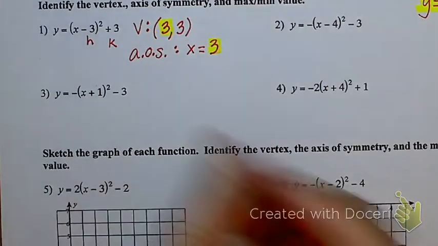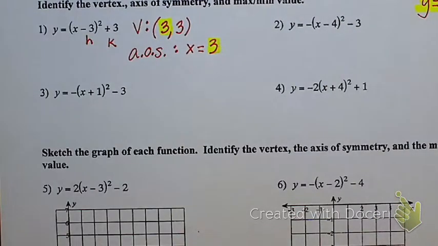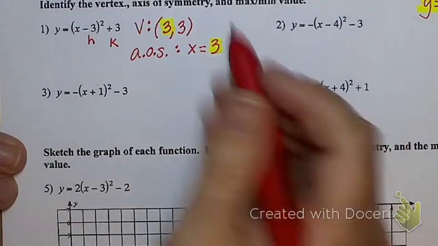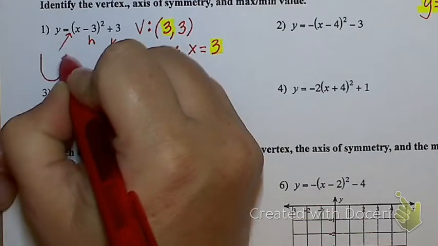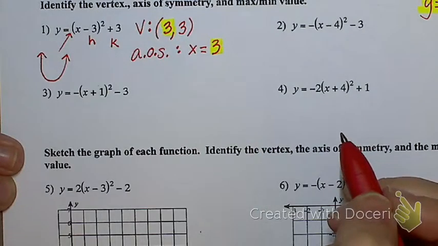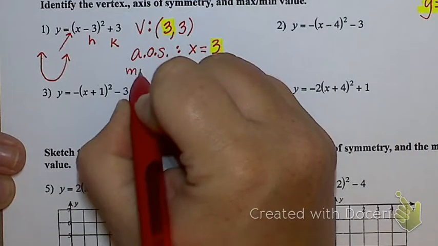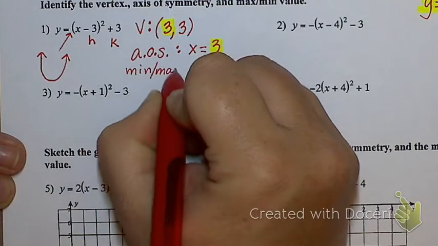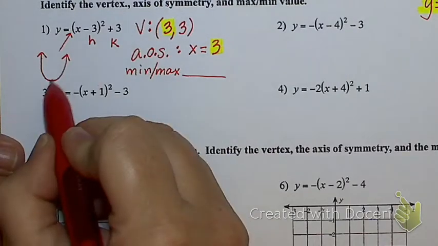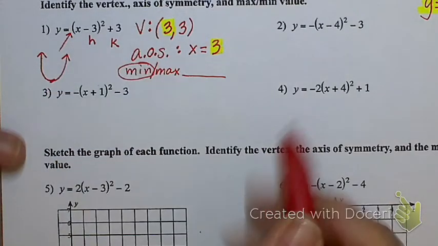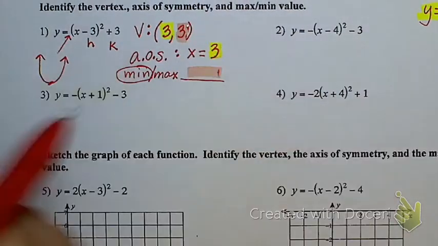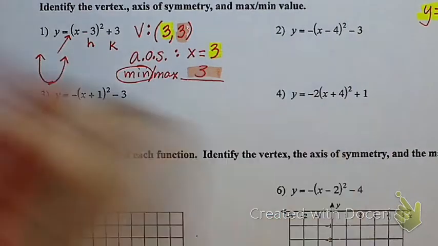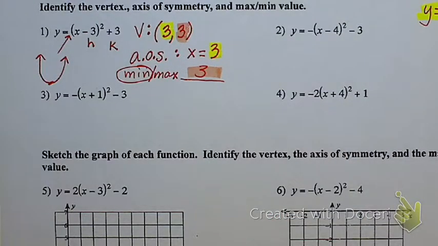And then finally, would this one open up or down? How do you know? Since a is positive, we have a parabola that's going to open up like that. So yesterday I said min, max, and then a blank. This one is going to have a minimum. And that minimum value is always the y value of your vertex. So again, bad choice doing an example that has 3 and 3. Hopefully the highlighting helps you correspond what goes where.